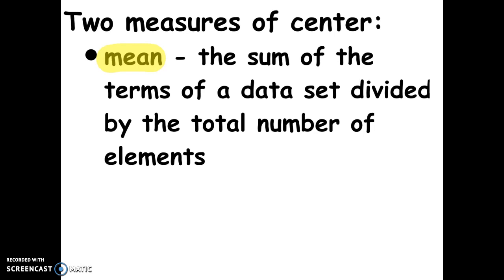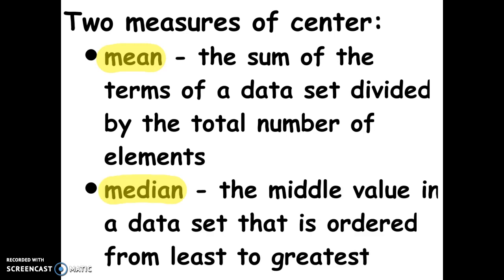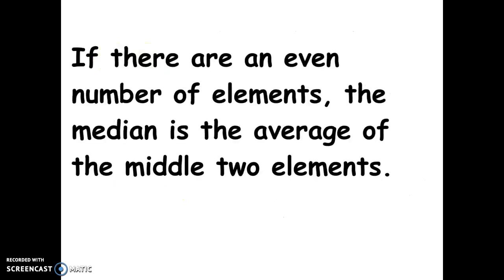The mean, which is the sum of the terms of a data set divided by the total number of elements, and the median, which is the middle value in a data set that is ordered from least to greatest. If there are an even number of elements, the median is the average of the middle two elements.